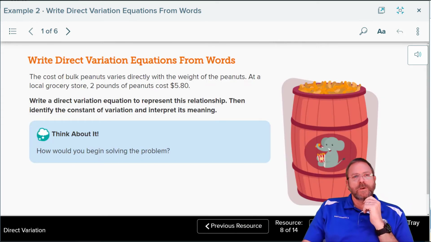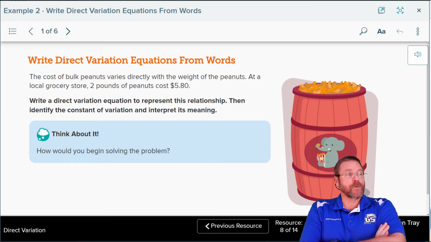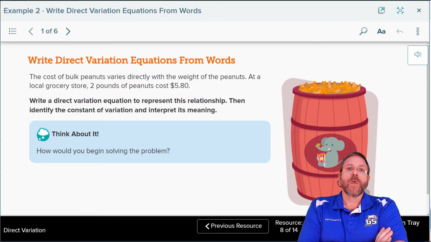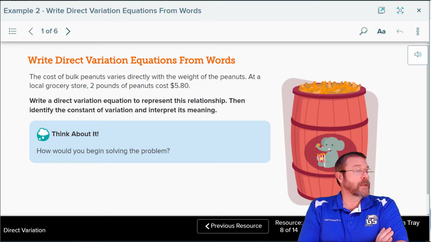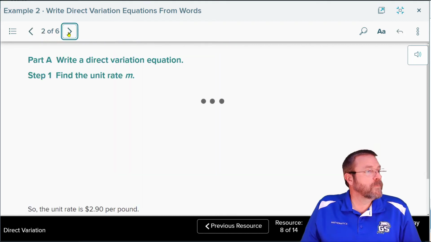Example number 2 tells us that the cost of bulk peanuts varies directly with the weight of the peanuts. Right there it tells us it's a direct variation problem, y equals m times x. At a local grocery store, 2 pounds of peanuts cost $5.80. Write a direct variation equation to represent this relationship and then identify the constant of variation and interpret its meaning. So let's keep this going here.